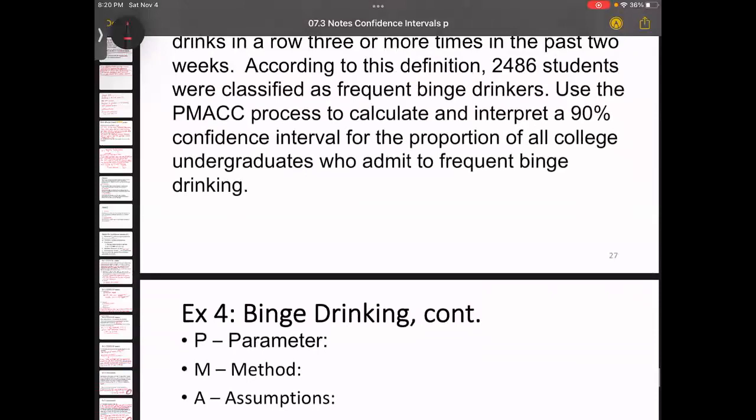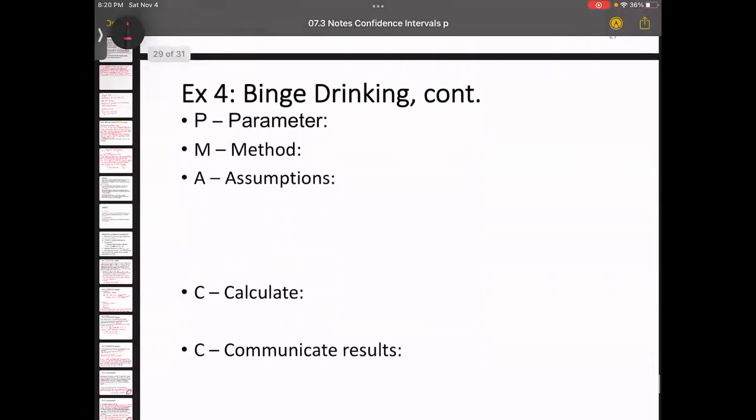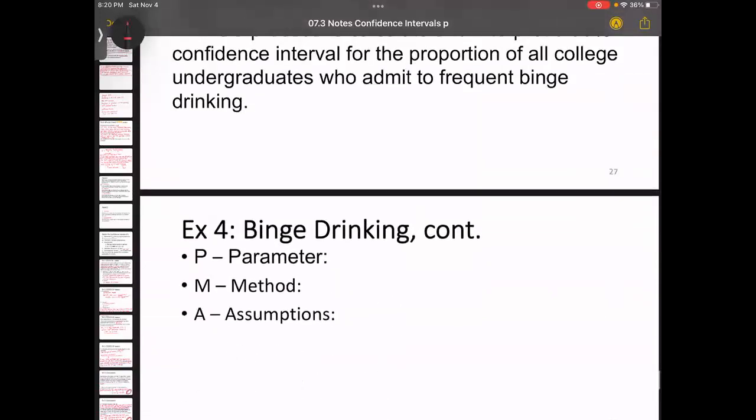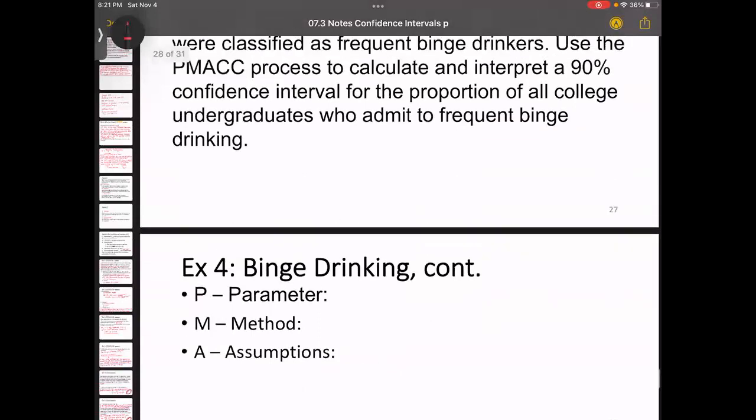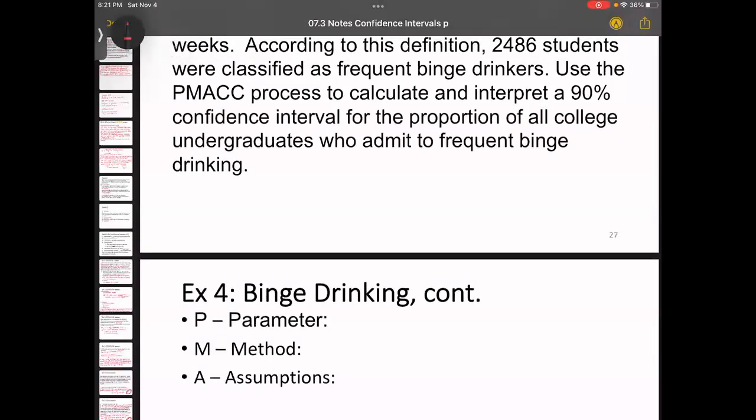Okay, so PMAC: parameter, method, assumptions, calculate, communicate results. That's it. This is the algorithm, the step-by-step process that we're going to ask you to use for a lot of word problems, and I think every word problem you'll be given from this point on through the final. So for parameter, P, we start with the parameter. Well, they kind of gave us a softball here. They asked us in the question what to do, and they gave us the parameter: the proportion of all college undergraduates who admit to frequent binge drinking. So that is what our parameter is.